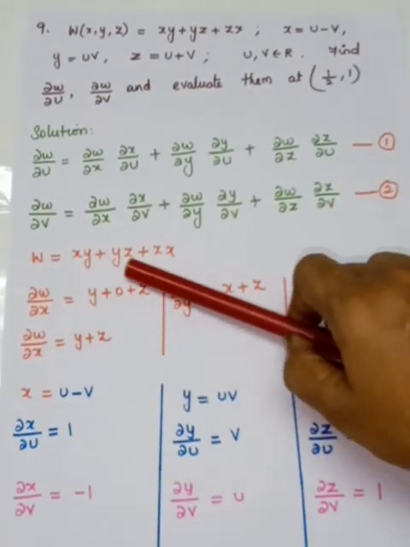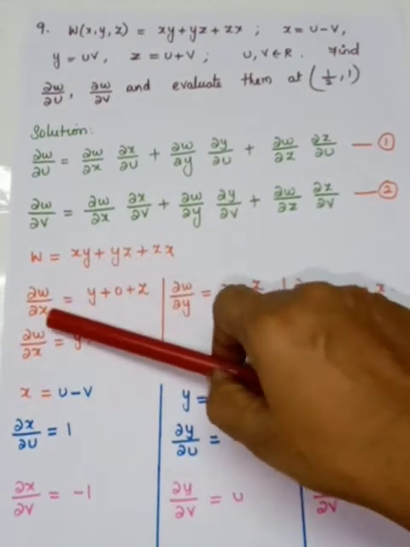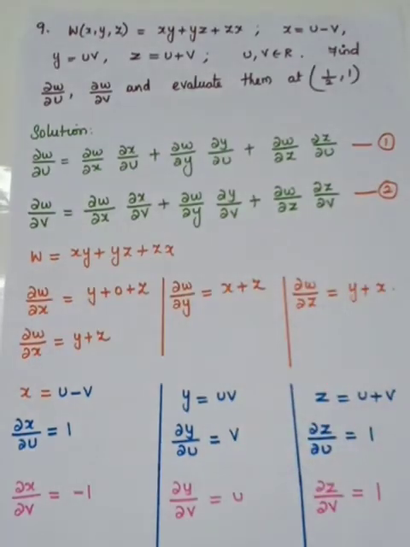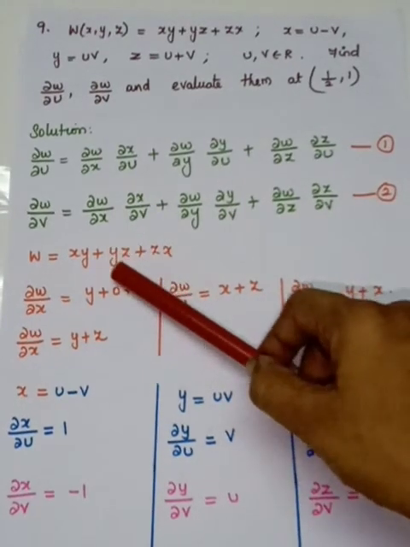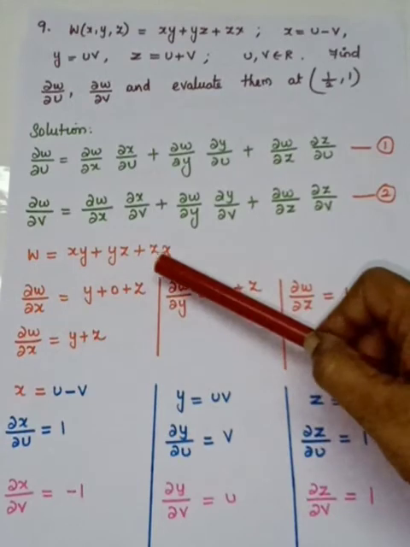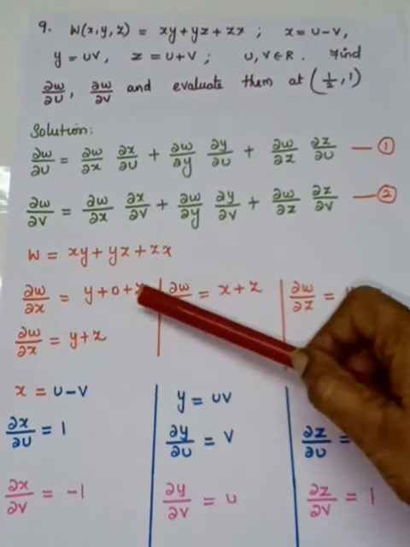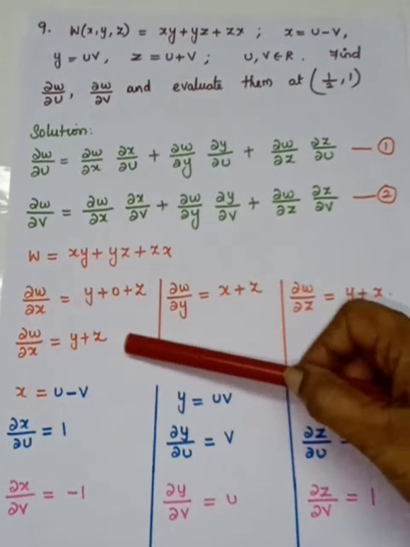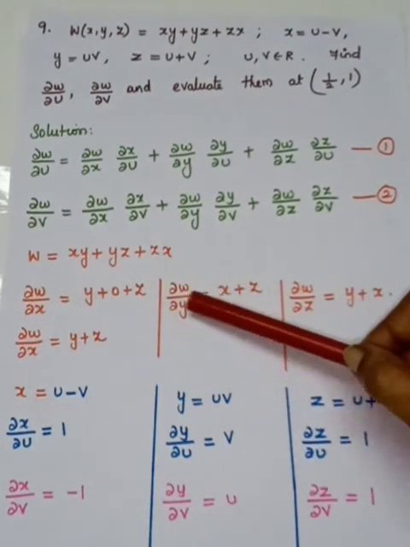Come to the second term. You are differentiating partially with respect to x. So what are the constants? y and z are constant. So the whole second term is fully constant, whose differentiation is 0. Here x is involved. So the constant is z. The differentiation of x with respect to x is 1. So y plus z.